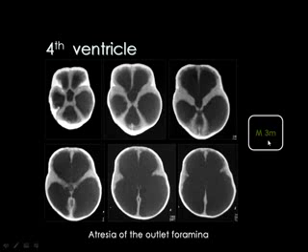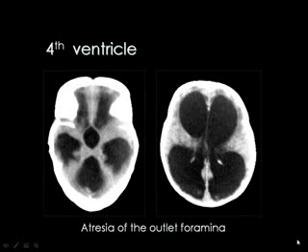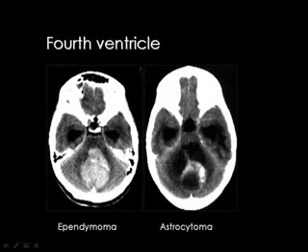This is a male child, 3 months old, and the CT scan of his brain shows atresia of the outlet foramina of the fourth ventricle because the fourth ventricle is ballooned. Another case of atresia of the outlet foramina of the fourth ventricle with a ballooned fourth ventricle.